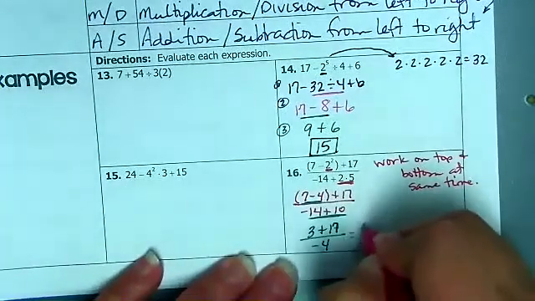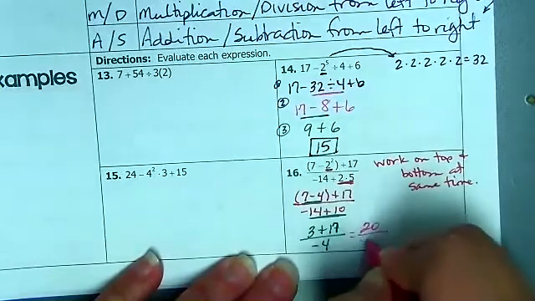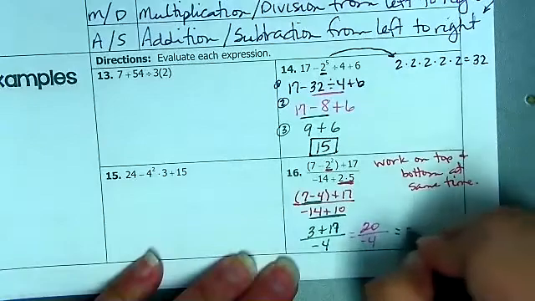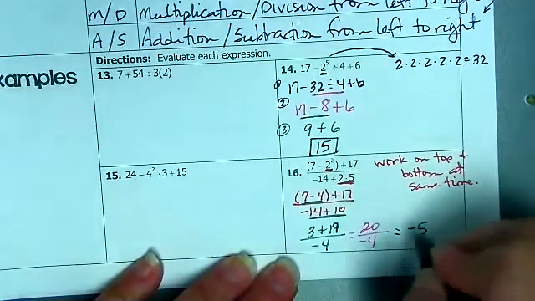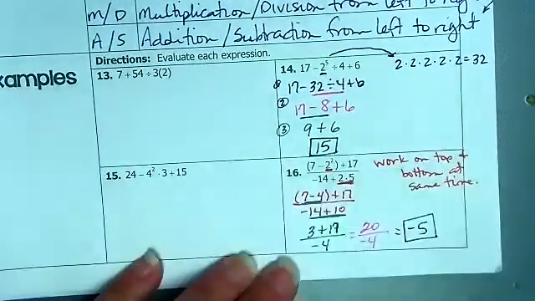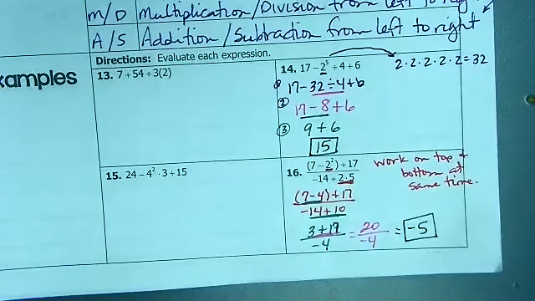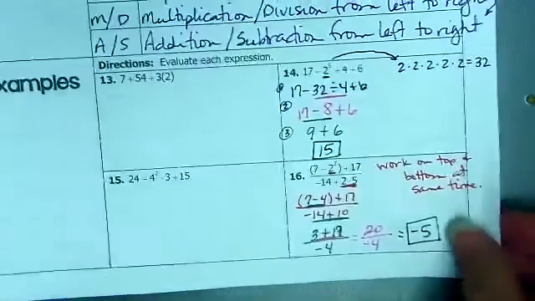And now I'm going to have 20 divided by negative 4, which gives me my final answer of negative 5. I didn't underline this step here because this is what I'm doing next. All right, moving on to our next example.